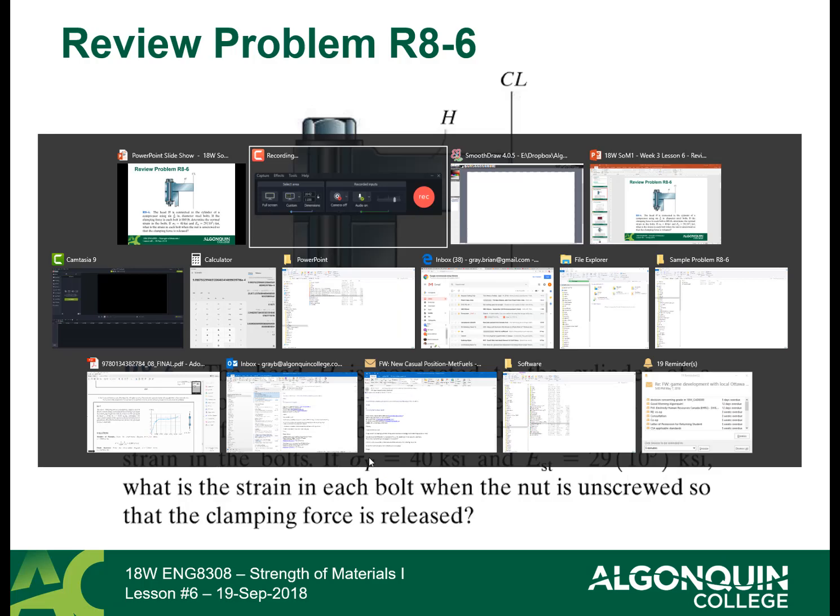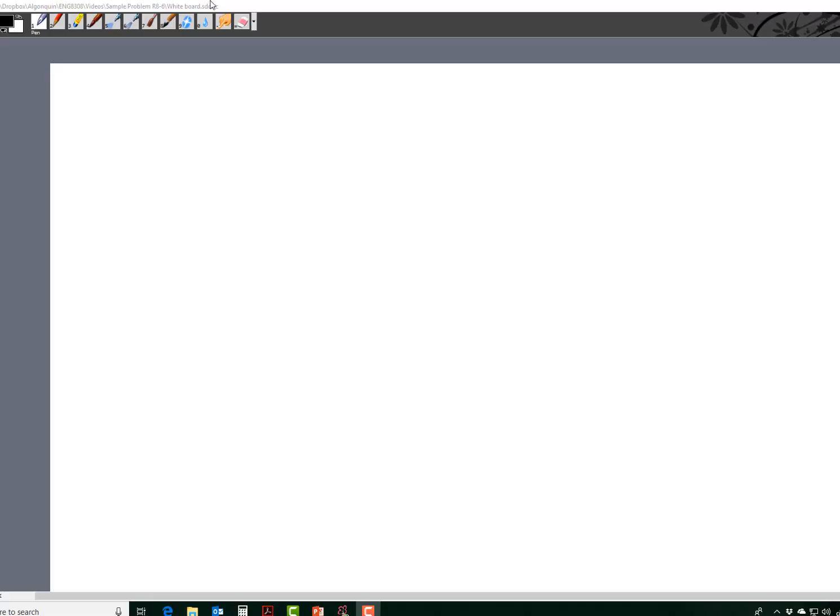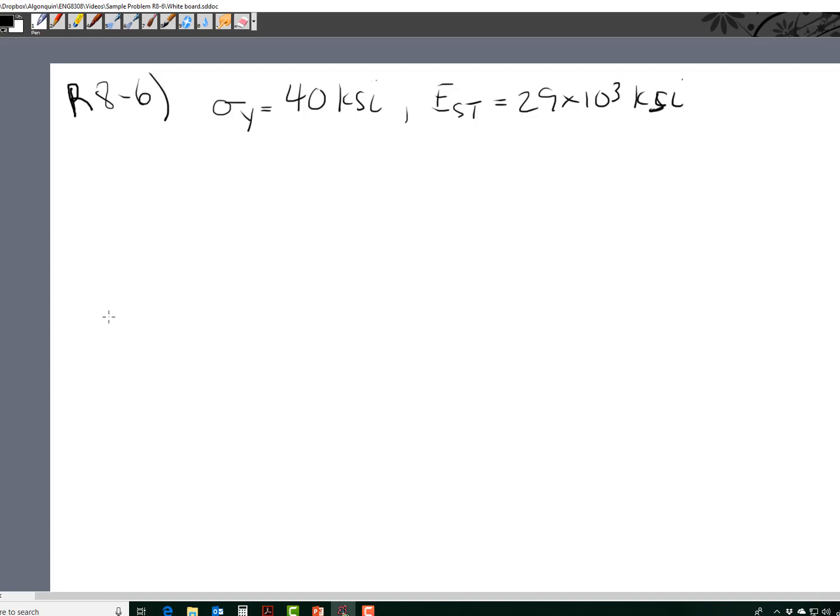Okay, so let's start here. So this is problem R8-6, review problem 8-6. So what do we know? We know the sigma yield is equal to 40 ksi. The Young's modulus of the steel in the bolt is equal to 29 times 10 to the third ksi. We know that the load on the head, or the force, is equal to 800 pounds. And we know the diameter of the bolt equals 3/16 inch, which equals 0.1875 inch.